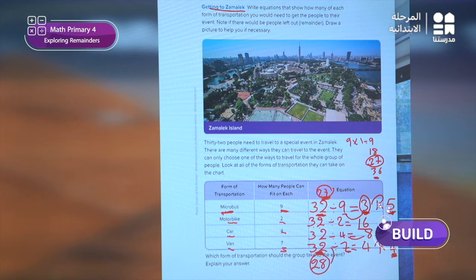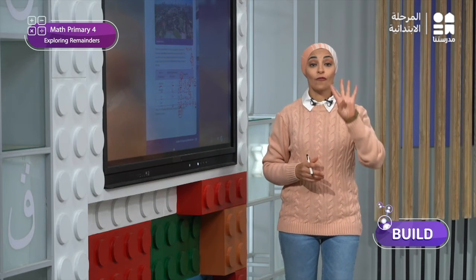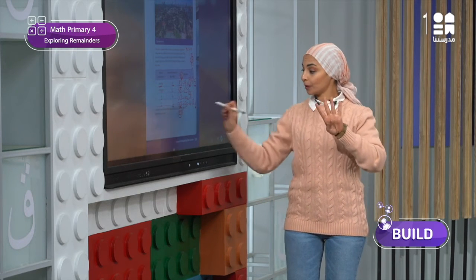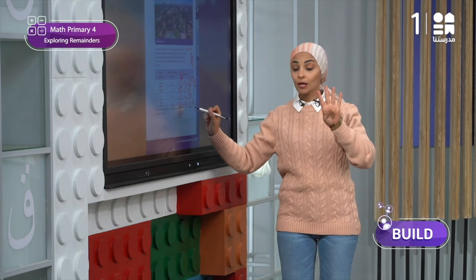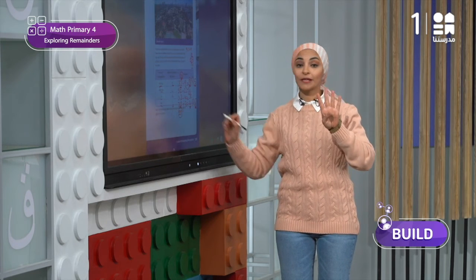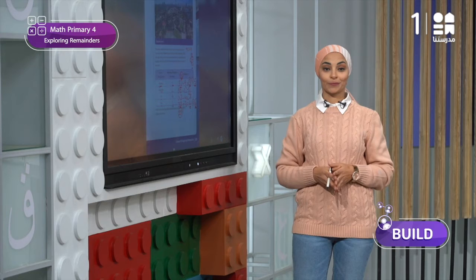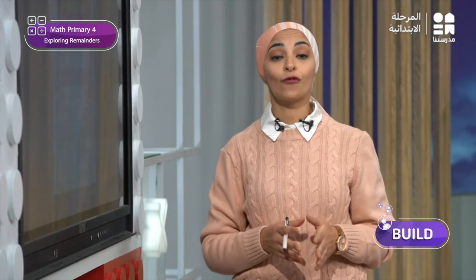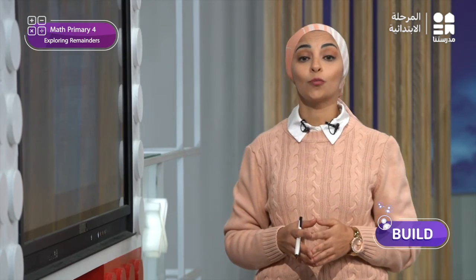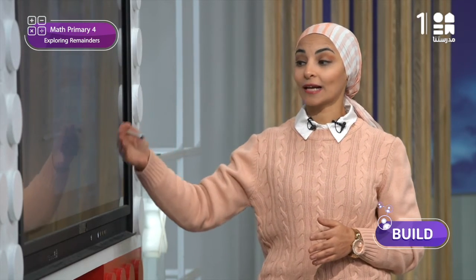طب ده معناه ايه؟ ده معناه that I will need 5 vans. 4 of them will be full of people. والfifth van هيبقى فيها remainder اللي هم 4 people only. طيب the question in the activity asks us to determine أحدد the form of transportation the group should take. أصلاً السؤال كان عايزني أحدد أنه transportation الجروب هيوصل بيه.